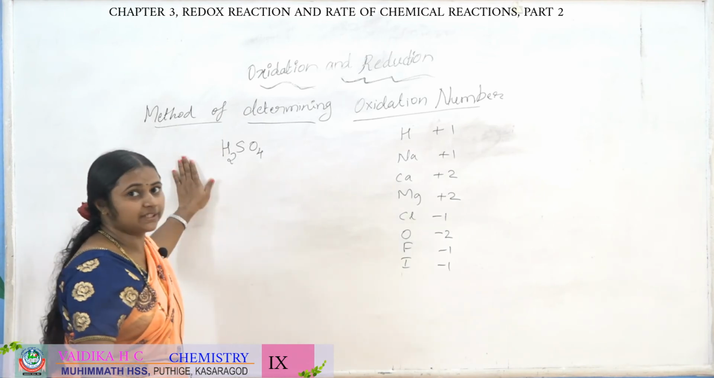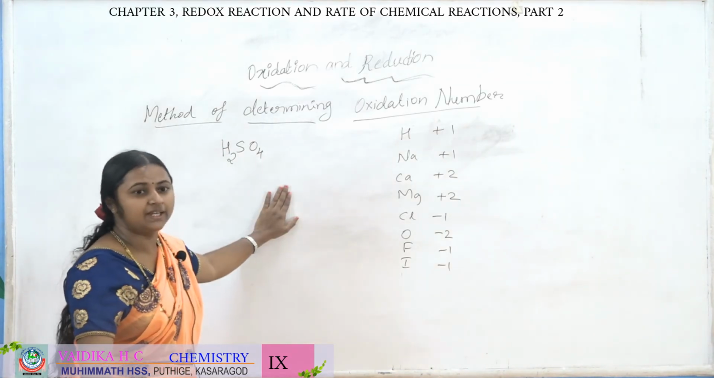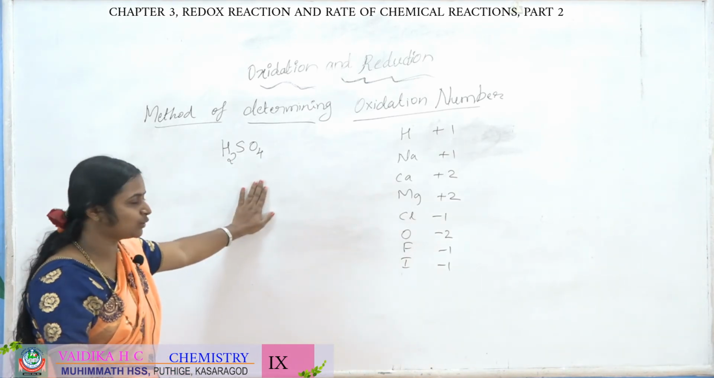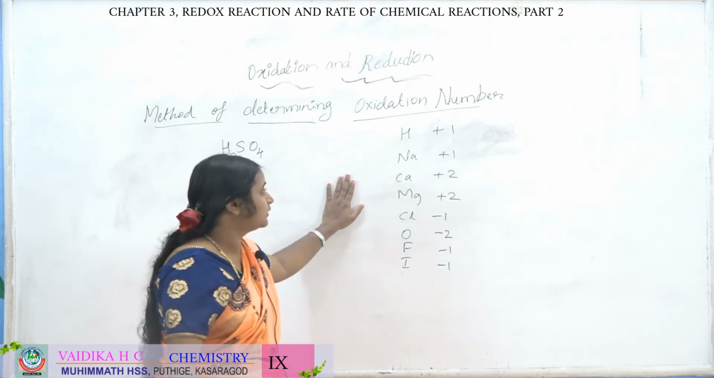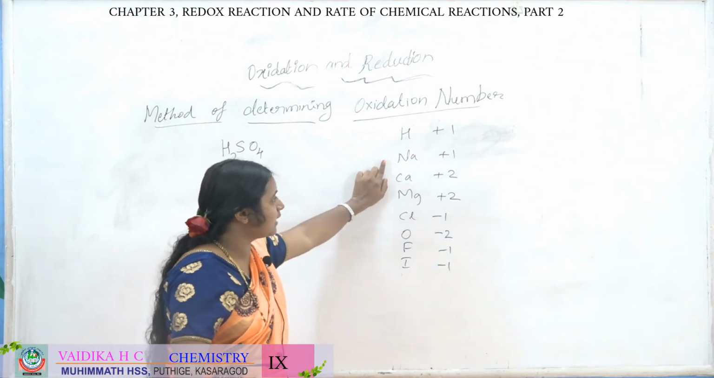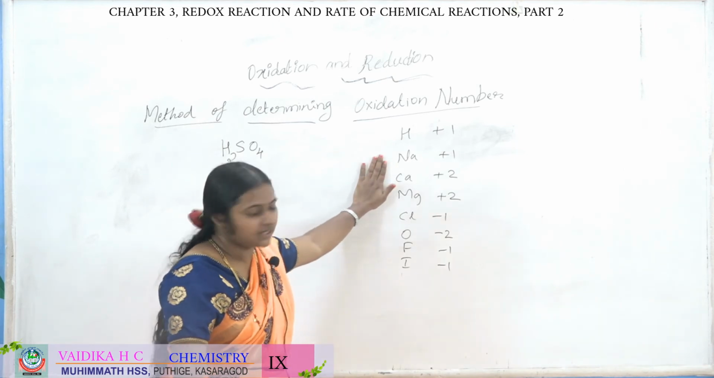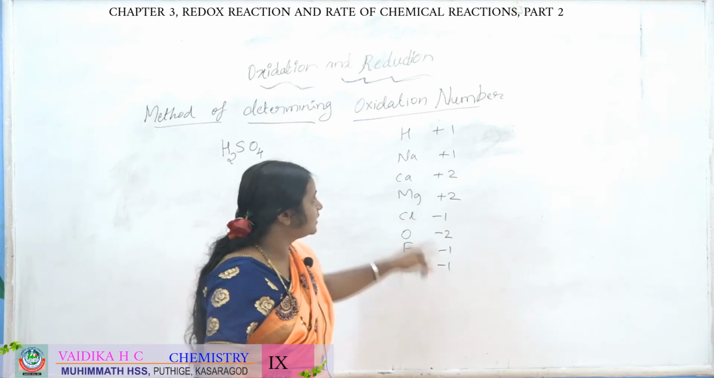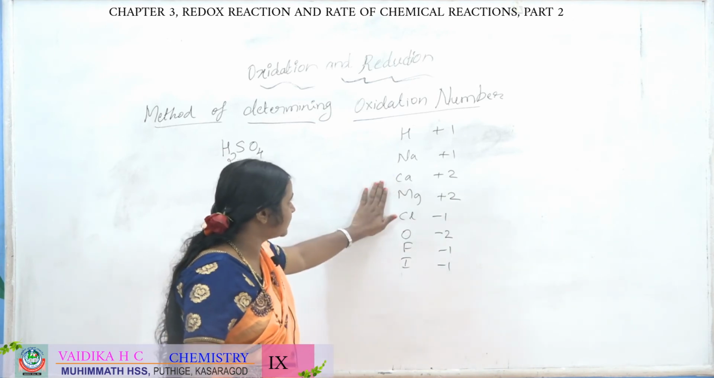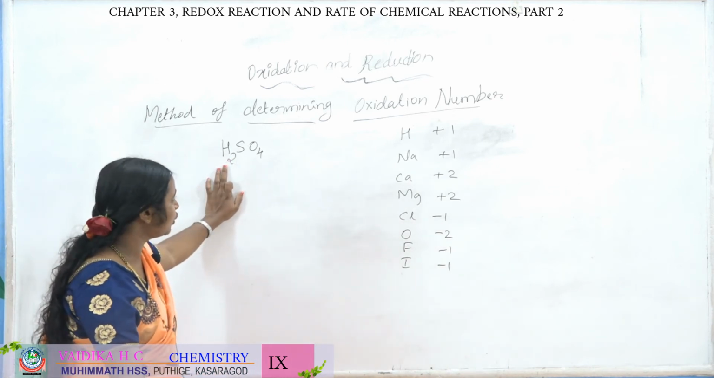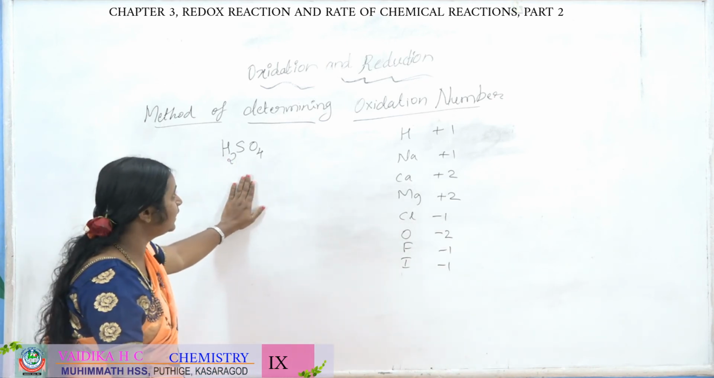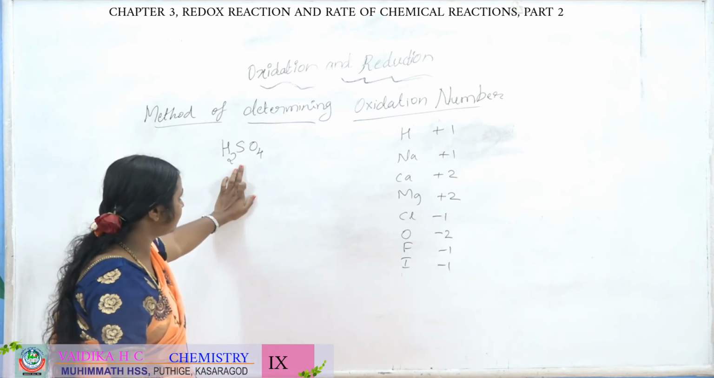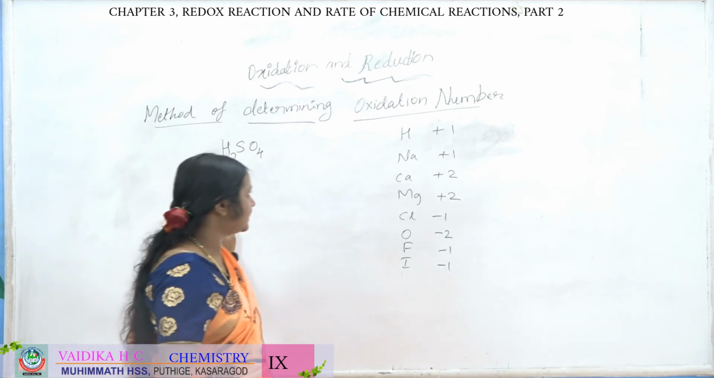The next topic is the method of determining oxidation number. In a compound, how can we find out an oxidation number? Before going to that, we should know the oxidation numbers of some elements or atoms. Here I wrote some atoms and their oxidation numbers. You should learn these, and from them we can find out the oxidation numbers of others in a compound. We can find the rest by using a formula. I will discuss it later.